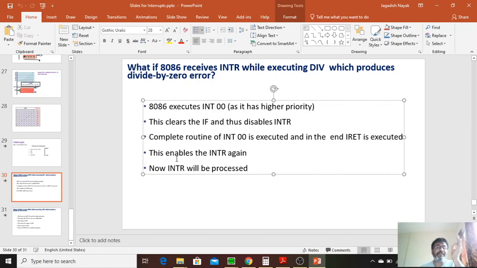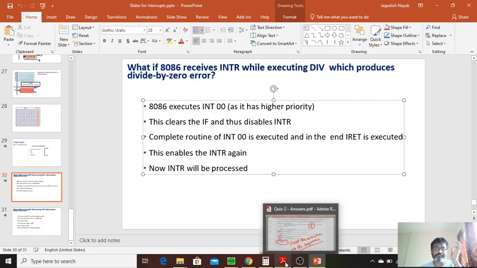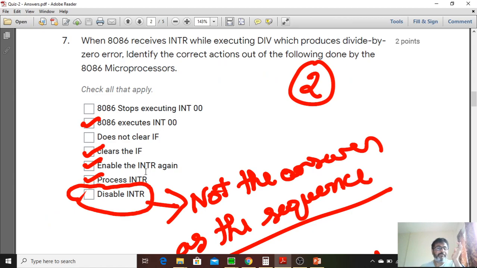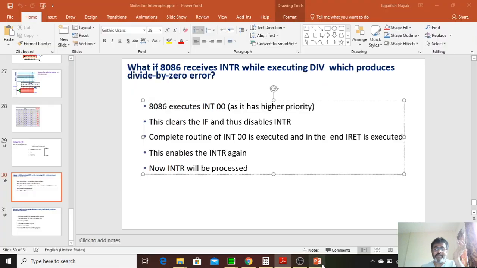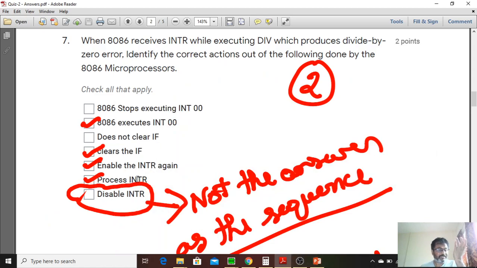This enables interrupt again. See here, enables interrupt again. That's the correct answer. Then you see, interrupt will be processed. It will process the interrupt.